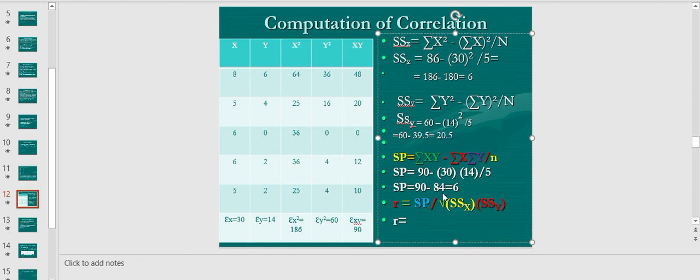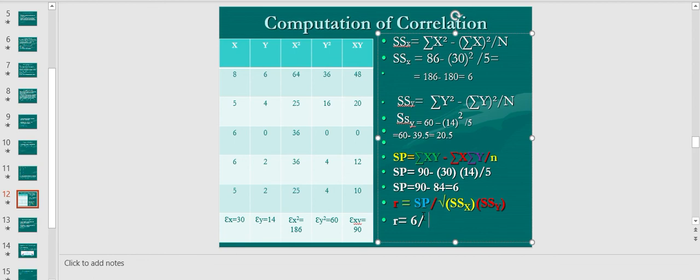Okay, now we will put all these values in this equation so that we can calculate the degree of the relationship, and also the direction of the relationship. SP is 6, which will be divided by the square root of the product of the SS of x and SS of y.